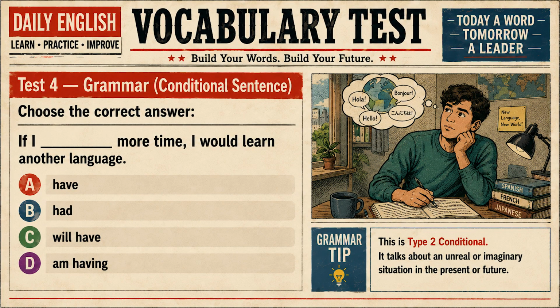Next question is about conditional sentences. Conditional sentences are used to talk about possible situations, imaginary situations, and their results. Look at the sentence carefully. If I, more time, I would learn another language. Which answer is correct? If I have more time, if I had more time, if I will have more time, or if I am having more time. Take a few seconds and think about your answer.